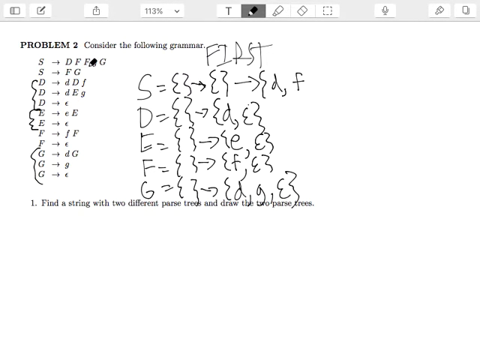Is there an epsilon in there? Yes, so I add the first of lowercase g, which is lowercase g. Do I go on to capital G? No. Wouldn't you also check the second S rule? Yes, now I have to also check the second S rule.